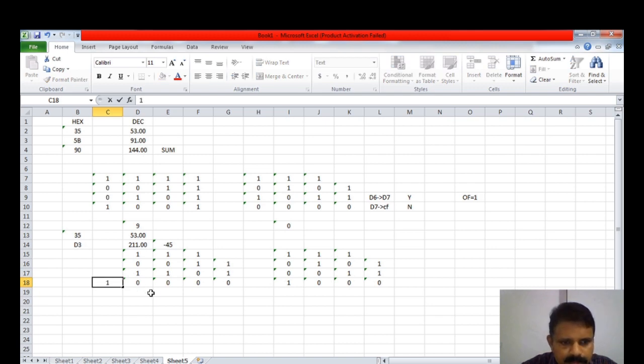Okay, here a carry moves from D6 to D7, and a carry moves out of D7. That is here: the carry moves from D6 to D7, and from D7 to the carry flag.